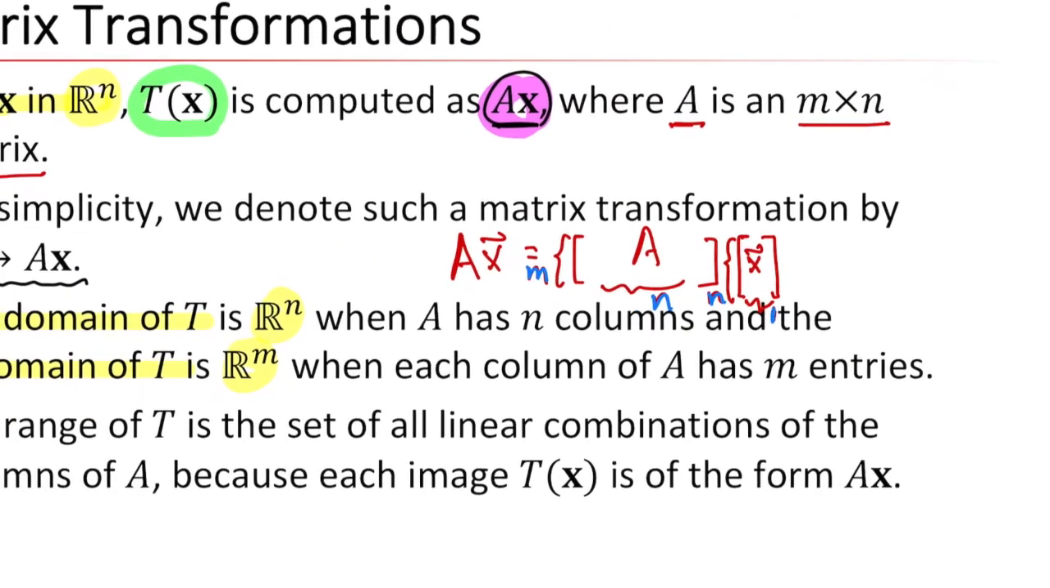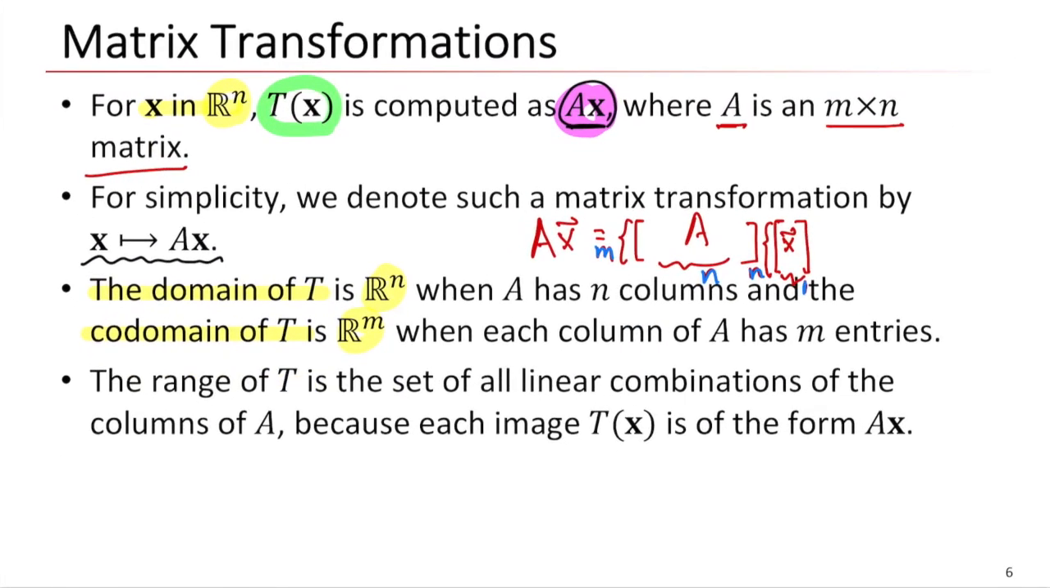Okay, so what is the role of this matrix A? This matrix A transforms this input vector to some kind of output vector b, whose size is m times 1, right? So it means that this will be the domain, and this will be the codomain. The domain of this matrix transformation is the Rn space, and the codomain of this matrix transformation is the Rm space. So this is the domain and codomain in the matrix transformation.